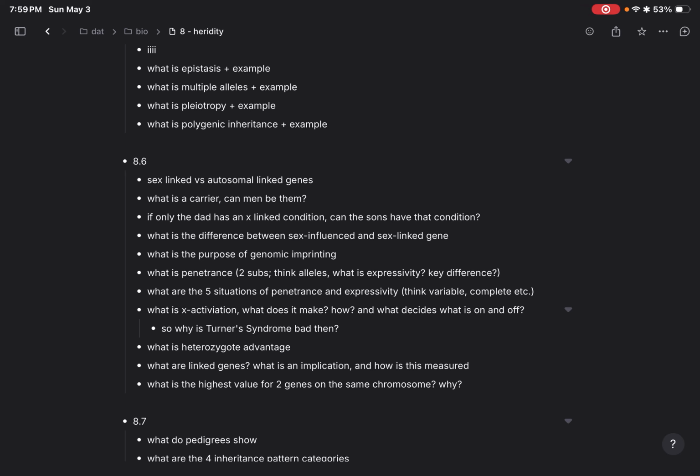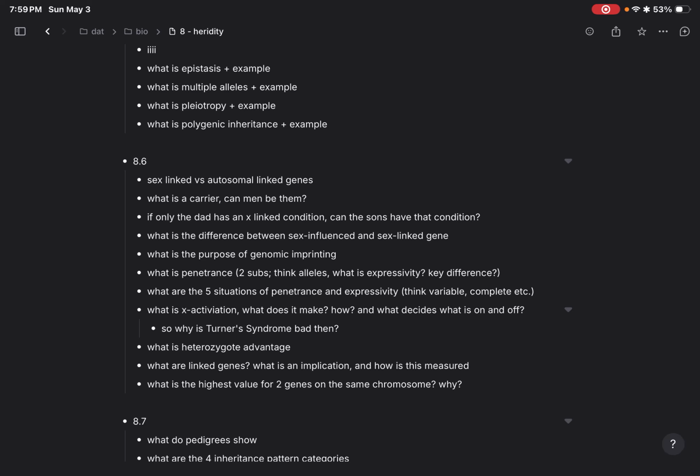What are the 5 situations of penetrance and expressivity? So first you could have complete penetrance, which is when everyone will show that thing. Then you could have incomplete penetrance, which is when some of them will have it. You could have variable expressivity, which is when some will show more, some will show less.